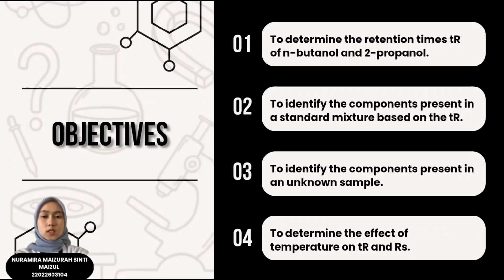So there are four objectives of this gas chromatography experiment. The first one is to determine the retention time, TR, of N-butanol and 2-propanol. Second, to identify the components present in a standard mixture based on the TR. Third, to identify the components present in an unknown sample. And the last one is to determine the effects of temperature on the TR and RS.